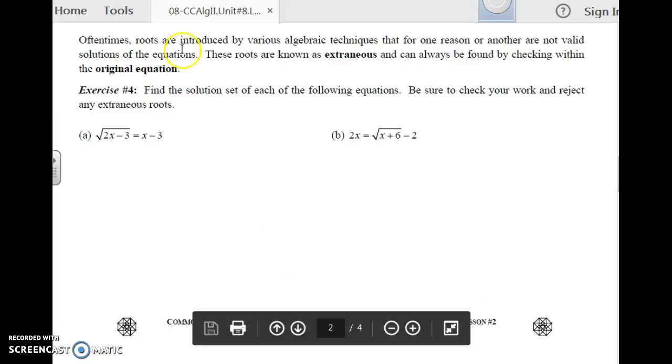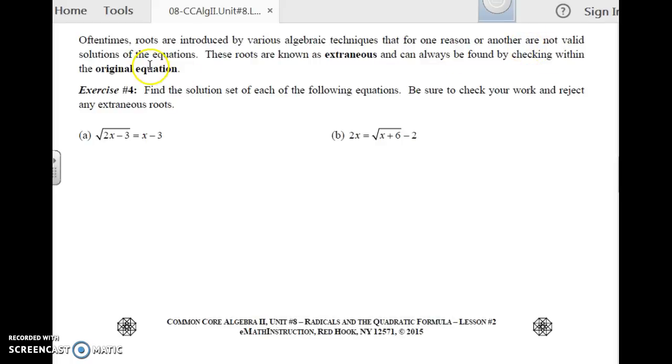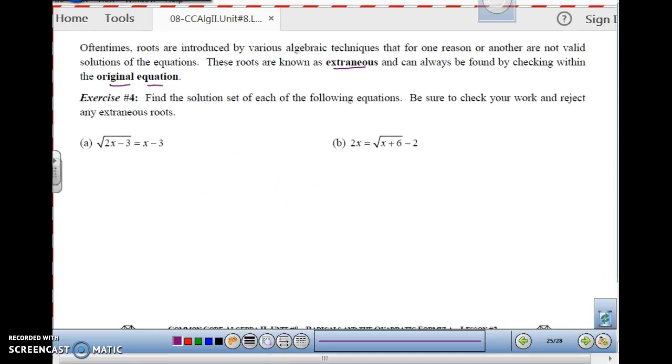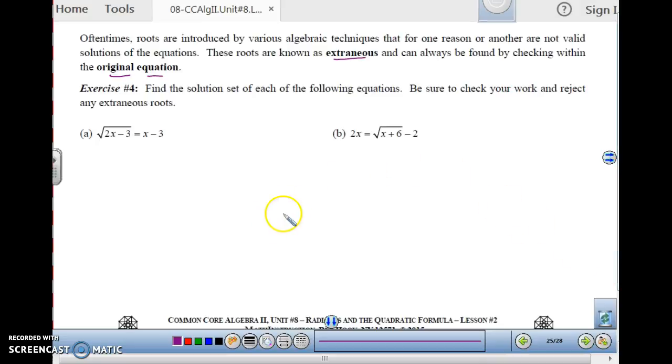So oftentimes roots are introduced by various algebraic techniques that for one reason or another are not valid solutions of the equations. These roots are known as, just as I said, extraneous, and can always be found by checking within the original equation. Okay, so whenever you have an x in the problem, as not the square root but on the other side, and you have to square something, a lot of times you will end up with an extraneous root. Not always, but if you do, you have to reject any extraneous roots.